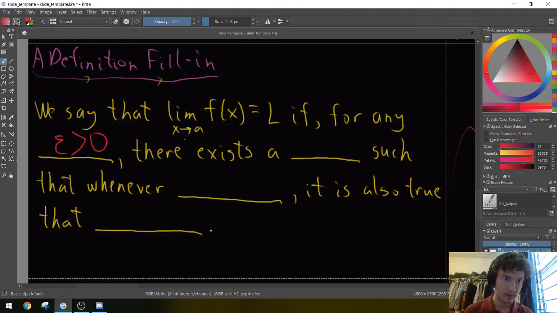Okay. So we say that the limit as x goes to a of f of x equals L if for any epsilon greater than 0 there exists a what? What goes here? Delta greater than 0. Good. There exists a delta greater than 0.